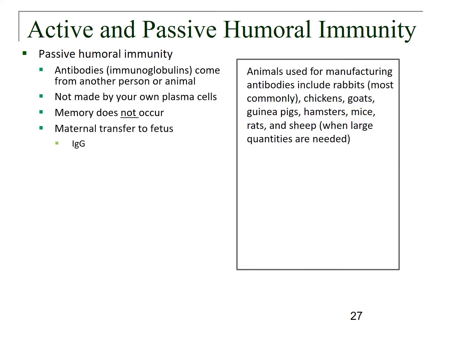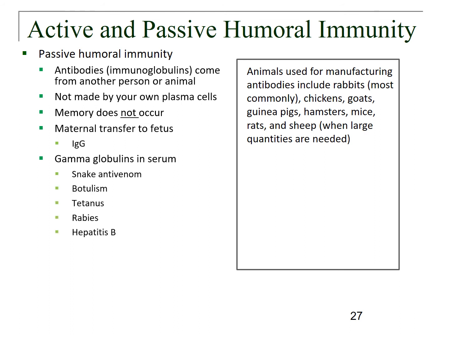Okay, so in passive humoral immunity, you get antibodies from another person or another animal. And memory, in this case, does not occur. And so you can get passive humoral immunity in a number of ways. One, by maternal transfer to the fetus. Second, by being given gamma globulins into your blood serum. And some examples of these will be snake antivenom and toxin for botulism, globulins for tetanus, for rabies, and for hepatitis B.